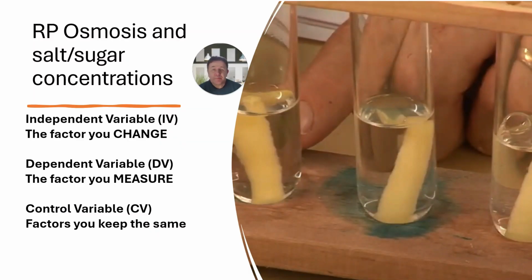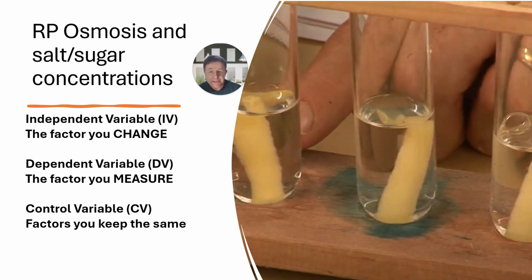The second required practical is for osmosis, looking at either salt or sugar concentrations going in or out of plant tissue, in this case a potato chip. So you might remember doing this. Again, you can look at my video that is down below in the text. I'll put that link in the text box.